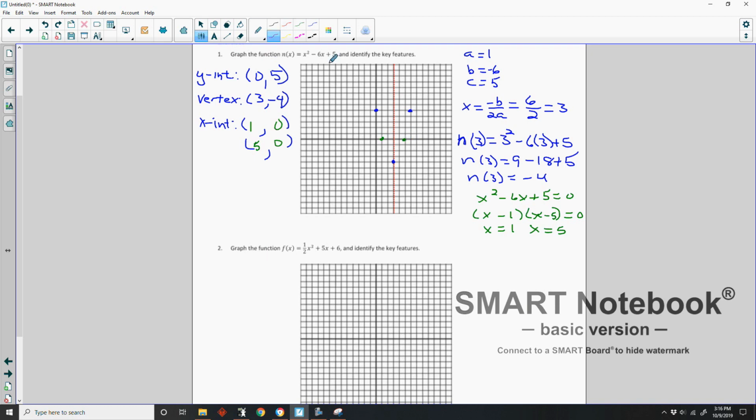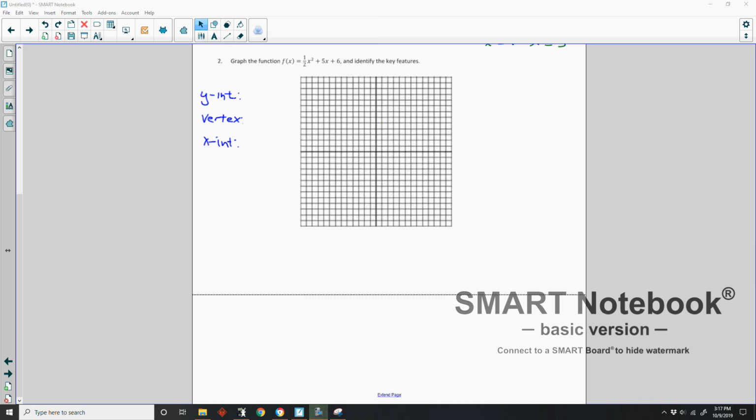And then finally we're going to draw the parabola coming down, curving around, coming back up, and something like that. So there's my graph. And these are the key features: y-intercept, vertex, x-intercepts.